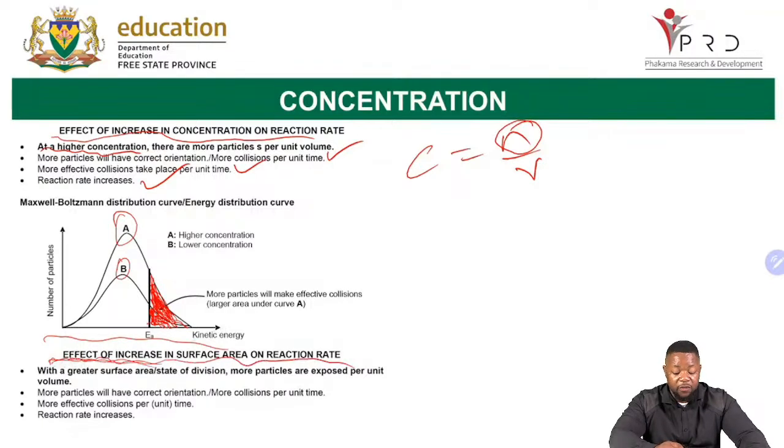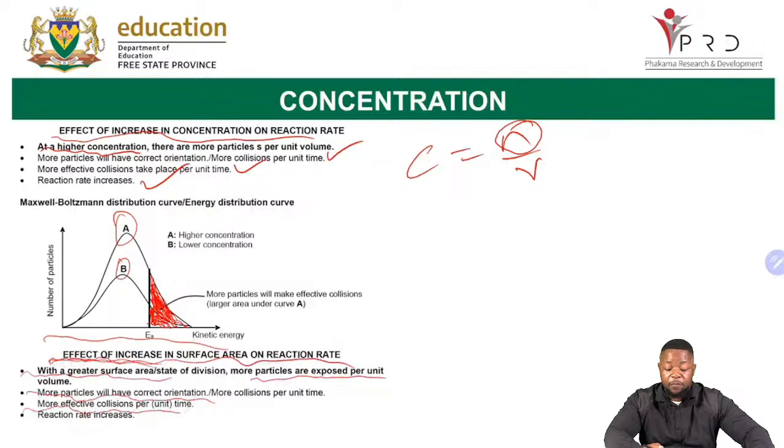If the substance has the larger surface area, in other words, is in powder form, there are more particles exposed per unit volume. If there are more particles exposed, we expect more particles to have the correct orientation, or we expect more collisions per unit time. If there are more collisions per unit time, there will be more effective collisions per unit time, and hence the rate of reaction is going to increase.